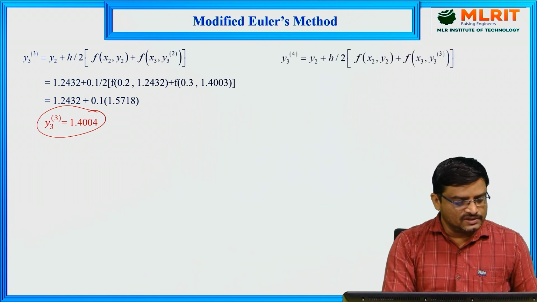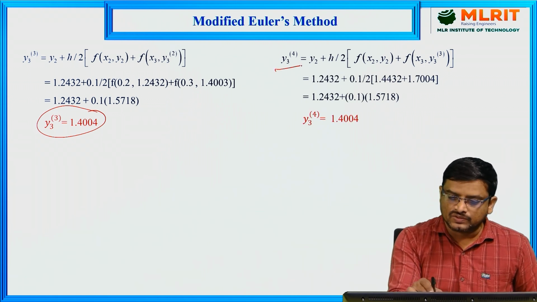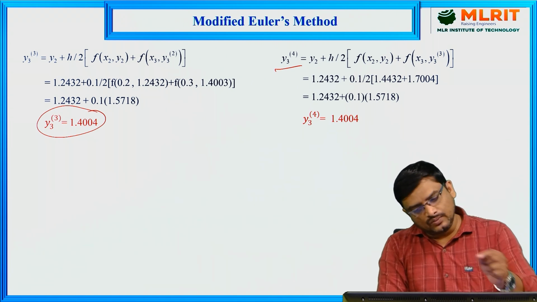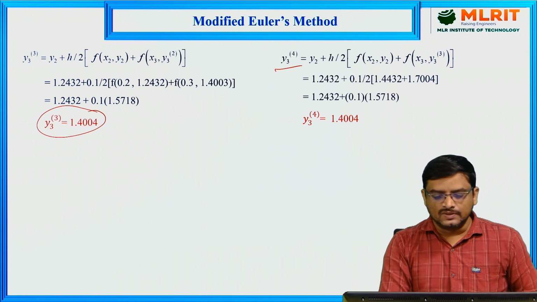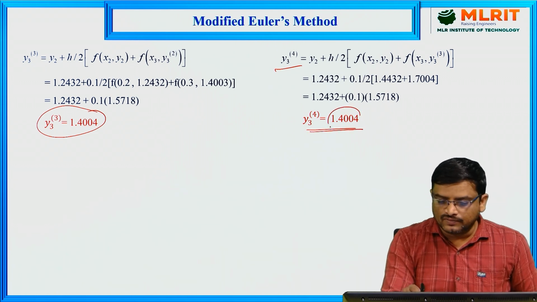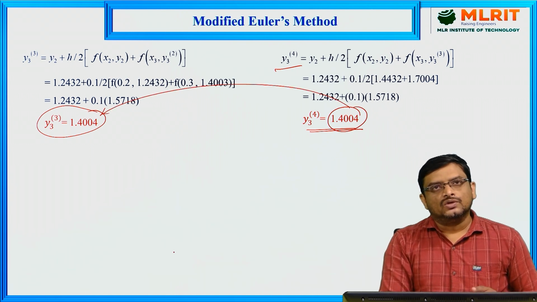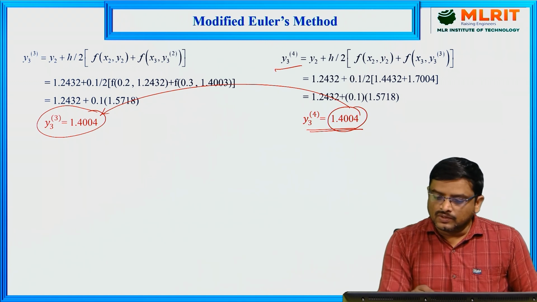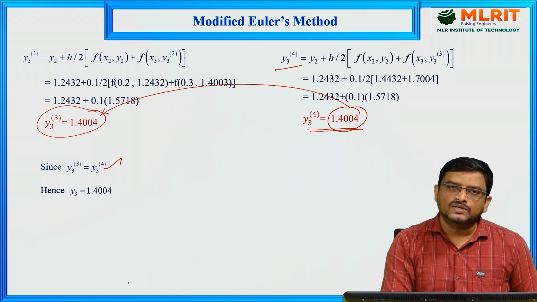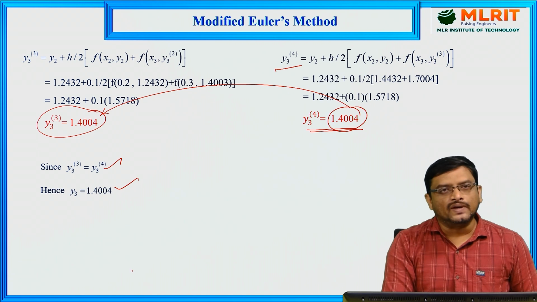Then we can consider them approximately equal. Otherwise, if you want, you can go for the fourth approximation. If you want, we can stop. Otherwise, if you want a more accurate value, with the same values in both approximations, then you can go for the fourth approximation. In the fourth approximation, all 4 digits coincide. We got the same value 1.4004. So the third and fourth approximation values are equal, and we can consider that value as the y3 value here.